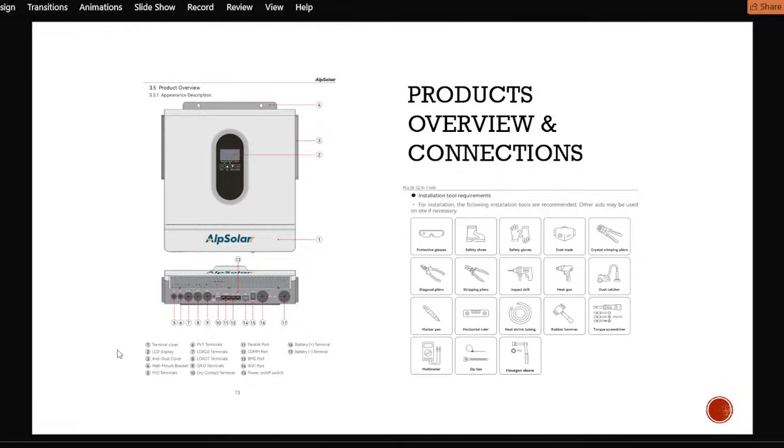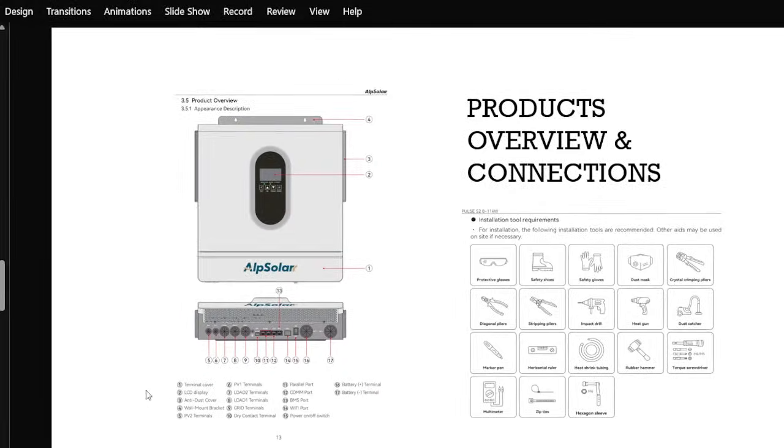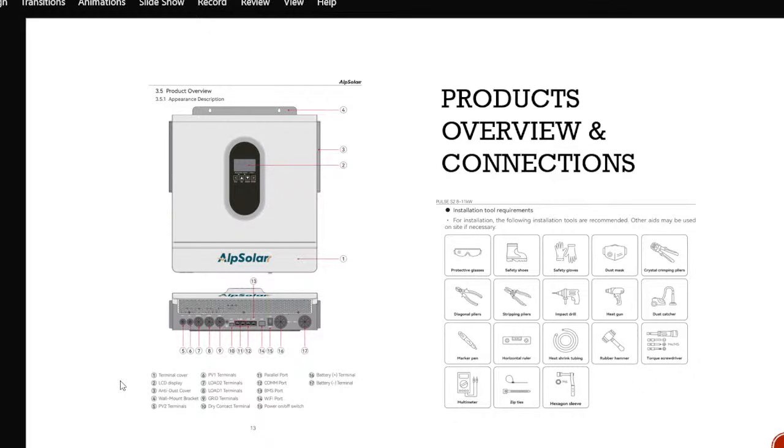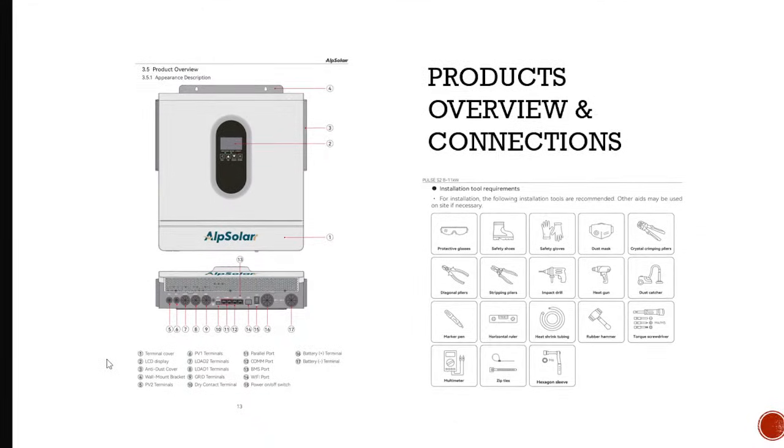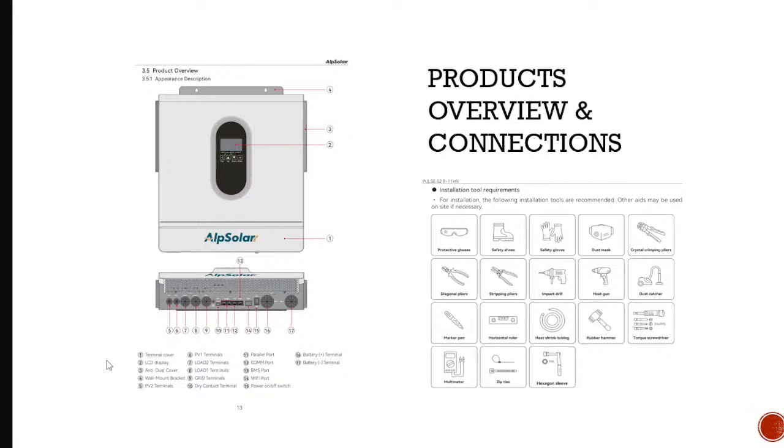Number 5 is the PV2 terminal. You can see it right over there. Number 6 is the PV1 terminal. Don't forget our H2 11 kilowatt inverter has 2 MPPT, right? Number 7 is the load 2, which is our smart load terminal. Then number 8 is the load 1, our main load terminal port. Number 9 is the grid terminals, as you can see. Then number 10 is the dry contact terminal.